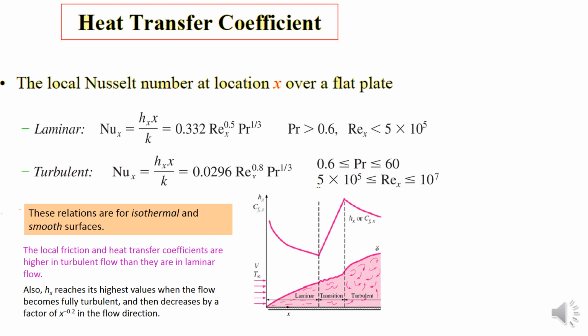Here is another note: the local friction and heat transfer coefficients are higher in turbulent flow than they are in laminar flow.